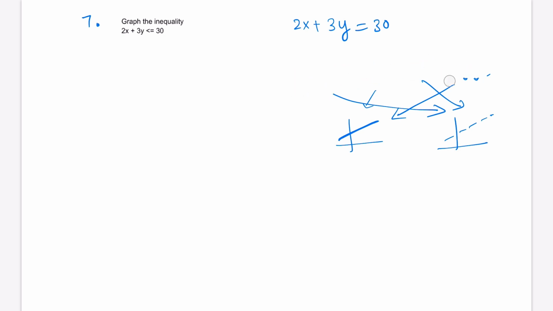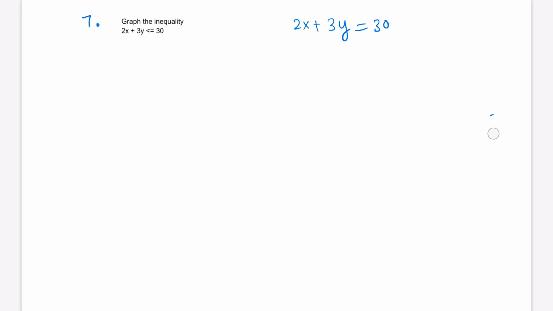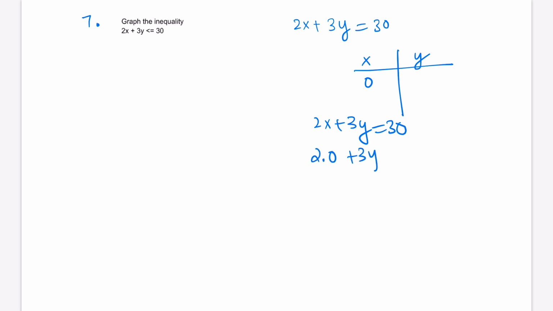So to start with, let's plot this line. To draw a graph, I need 2 points. The best way to draw the line is x and y values. Let's see what this is. When x is 0, what is y? So when x is 0, 2 times x plus 3y is 30. So 2 times 0 is 0. 0 plus 3y is 3y on the left side, equal to 30. Divide both sides by 3 so that you can determine y. So y is 30 over 3, which is 10. All right, when x is 0, y becomes 10.